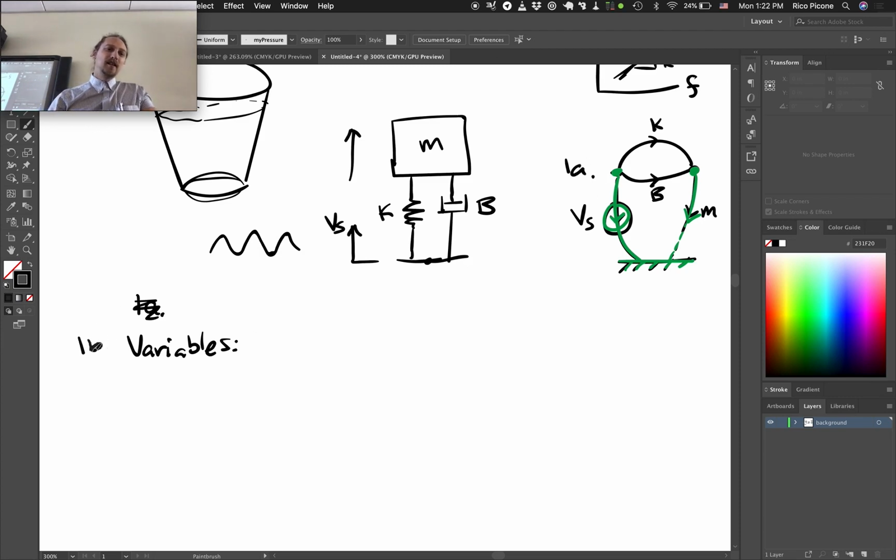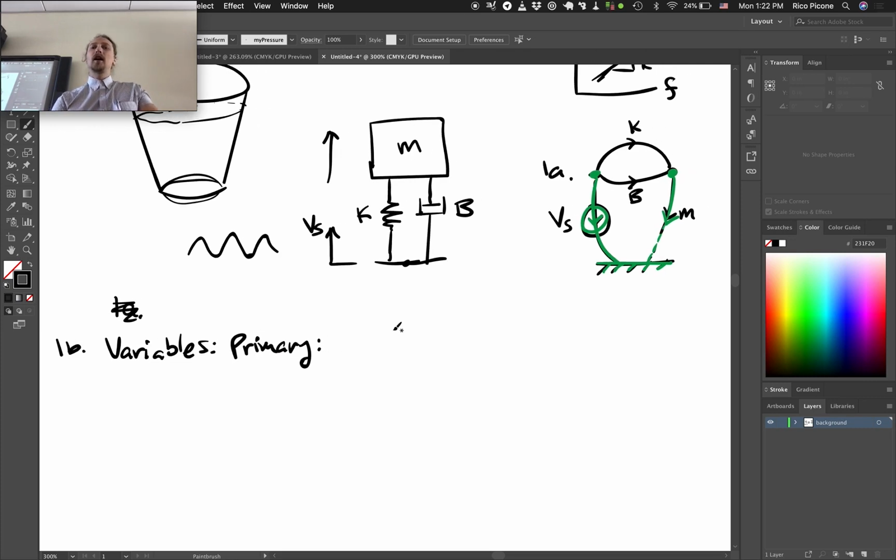So variables, we have primary variables, which are across variables on branches, branches being elements in the normal tree, and through variables on links, links being elements not in the normal tree. So we have across variables on branches, so VS, VM, and through variables on links, FK, FB, force through the spring, force through the damper.